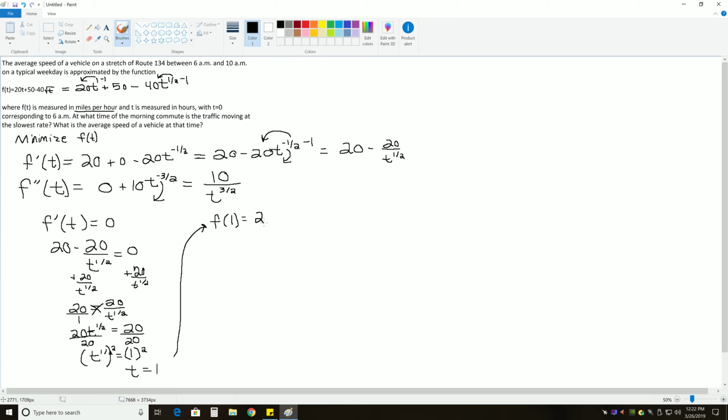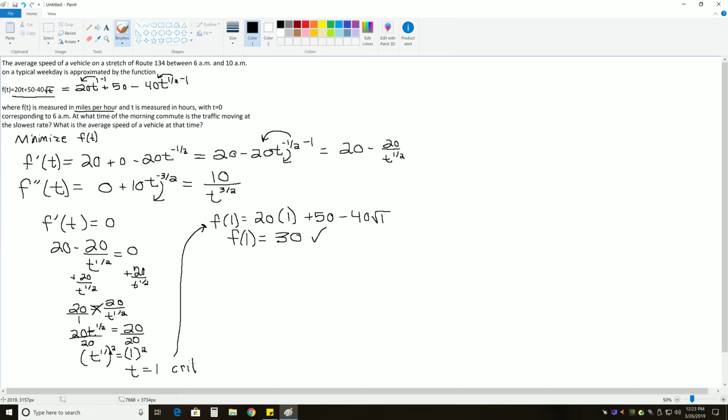So we get 20 times 1 plus 50 minus 40 times the square root of 1. This is all coming from our original equation that we had over here. So now if we just quickly simplify this, we can use a calculator or just run through it really quickly. Either way, we'll end up getting f of 1 equals 30, which is a real number. So that means 1 is a critical number.